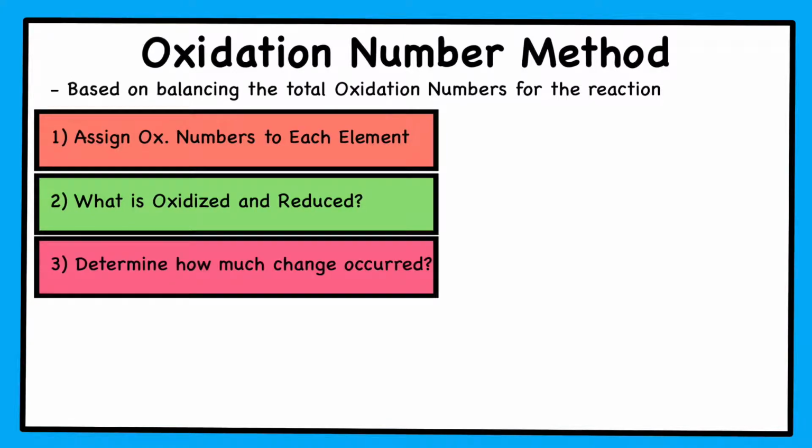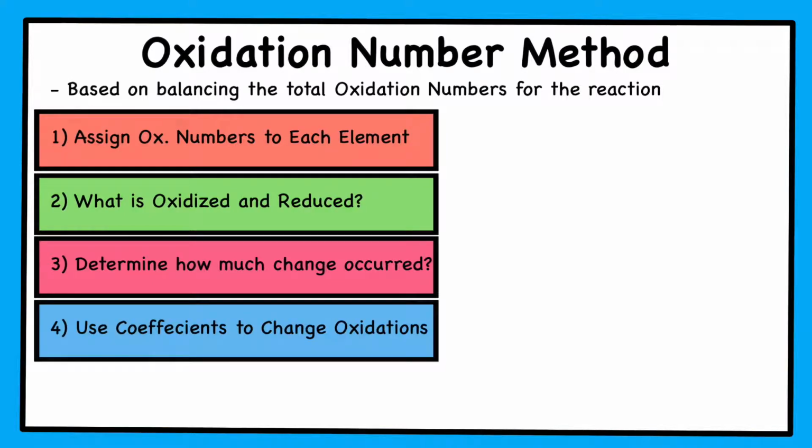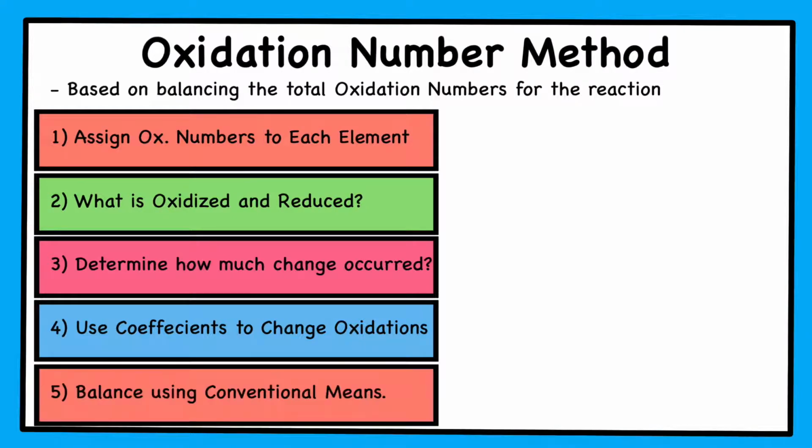Third, we determine the change in oxidation numbers for the atoms or ions that are oxidized and for the atoms or ions that are reduced. In other words, we quantify it. Step 4 is that we make changes to the oxidation numbers to equal the magnitude by adjusting the coefficients in the equation. Finally, step 5 is to use conventional methods to balance the remainder of the equation.